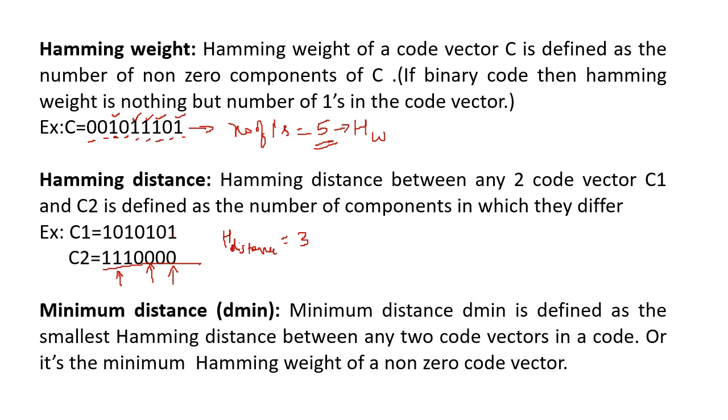Next, minimum distance or D minimum. Minimum distance is defined as the smallest Hamming distance between any two code vectors in a code, or it is the minimum Hamming weight of a non-zero code vector. So out of all possible distances we find the minimum value, which is the minimum distance. The other definition is the minimum Hamming weight of a non-zero code vector. So we find the Hamming weight of all possible code vectors, and the minimum among those Hamming weights will be the minimum distance.